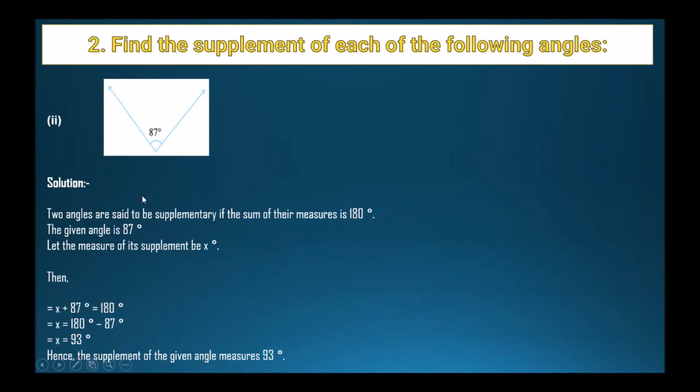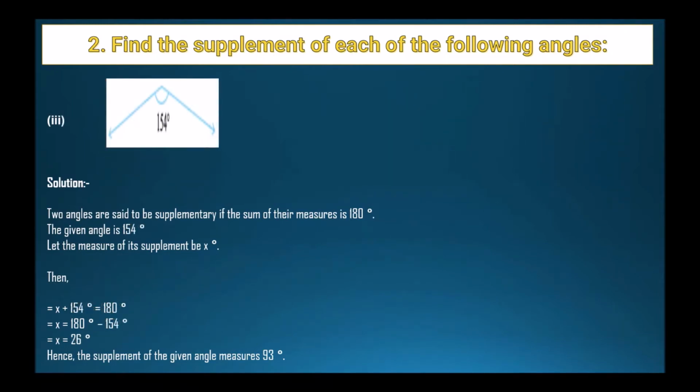Next is 87 degree. So the supplement angle of 87 degree is x plus 87 equals 180 degree. x equals 180 degree minus 87 degree. So x equals 93 degree. So the supplement of the given angle measure is 93 degree. Next, we have to find the supplement angle of 154 degree. We will subtract it from 180 degree, that is 26 degree. The supplement angle of the given angle is 26 degree.